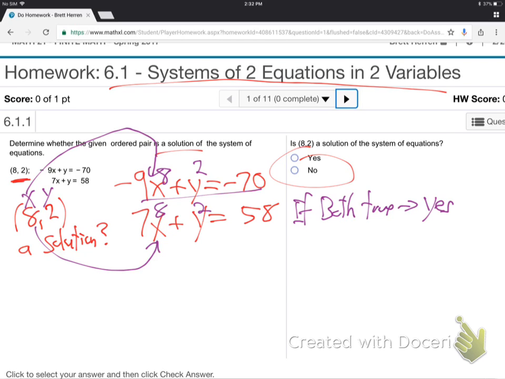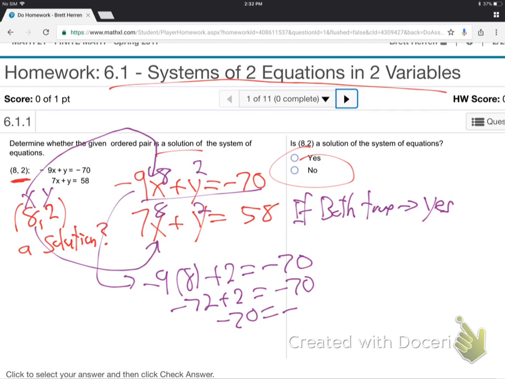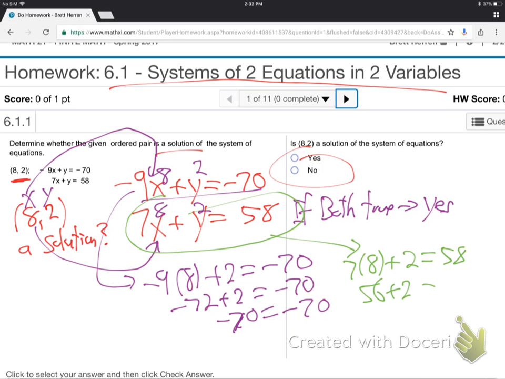But let's see if they're both true. Let's take the first one. So minus 9 times 8 plus 2 is that minus 70? That would be minus 72 plus 2. Is that minus 70? Minus 70 is minus 70. Yeah, the first one's true. How about the second one? 7 times 8 plus 2 is that 58? 56 plus 2, yeah, 58 is 58. So they're both true. It's a yes. If either one of them had been false, the not equal numbers, then it'd be no. So that's what it means to be a solution to two equations. When plugged in for x and y, you make them both true. Good.